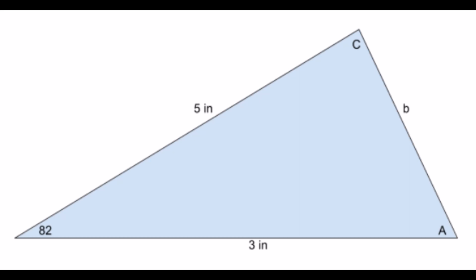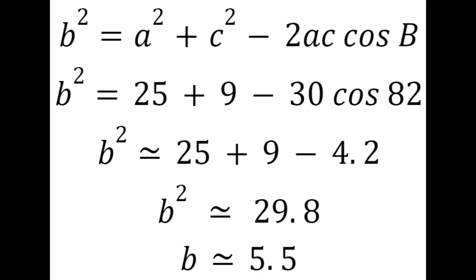Now, let's solve a triangle using these theorems. We are given triangle ABC with the measure of angle B being 82 degrees, side A being 5 inches, and side C being 3 inches. First, we can use the law of cosines to find side B. The law of cosines says that b squared equals a squared plus c squared minus 2ac cos B.